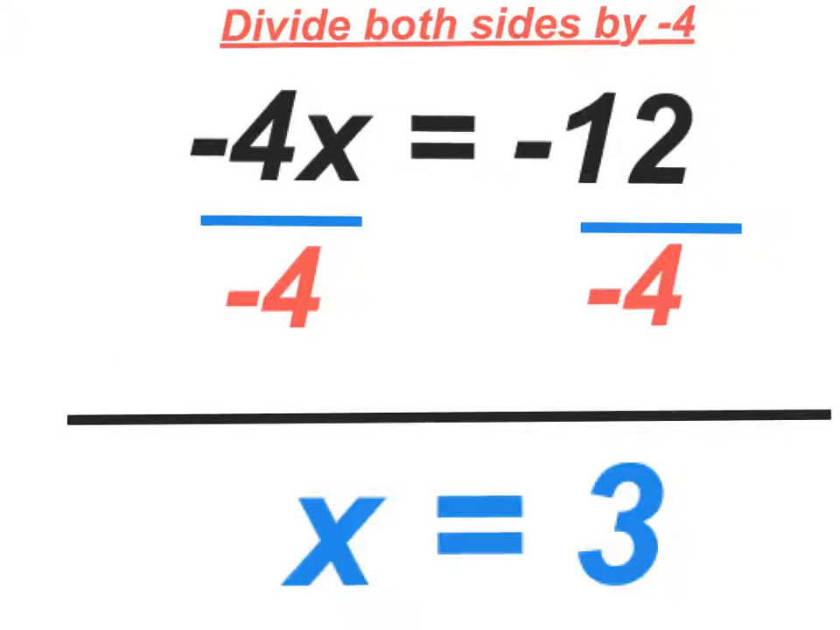And last but not least, the opposite of multiplying by negative 4 is dividing by negative 4. So we need to take both sides of our equation, divide them by negative 4, and we get our x value, which is 3. So now we saw a proportion.